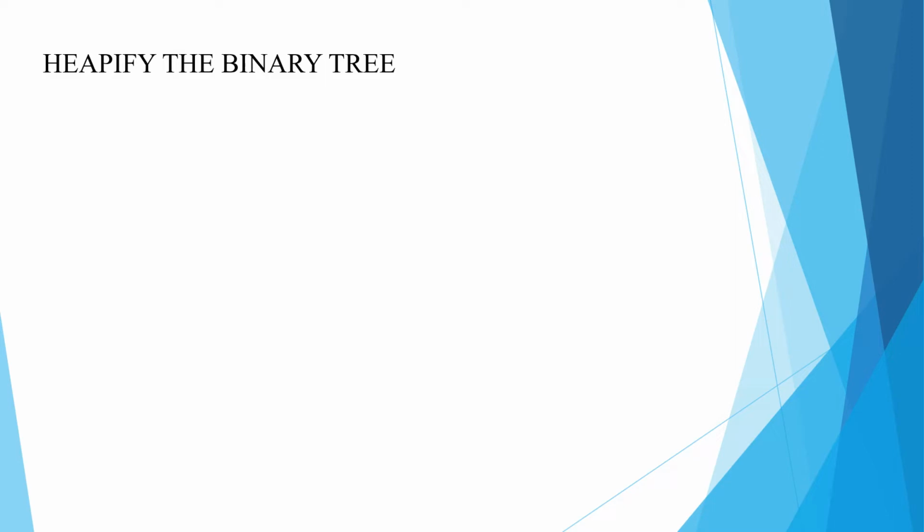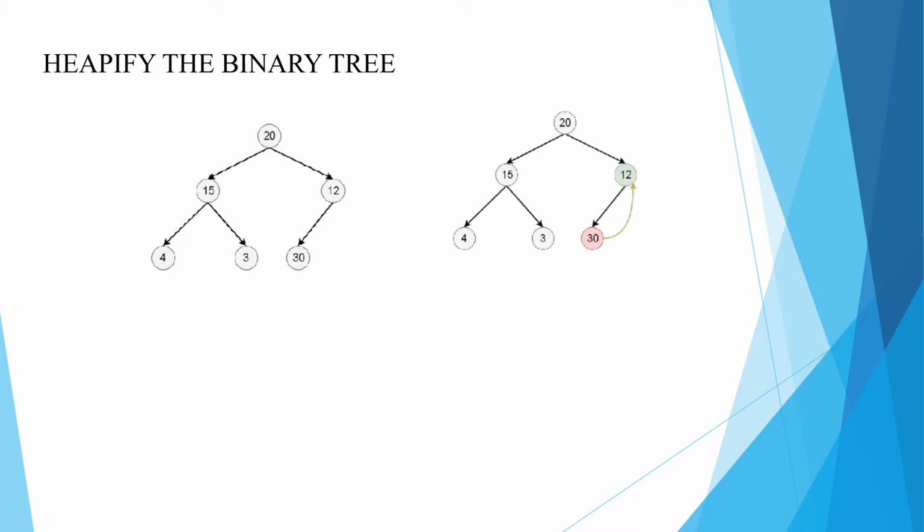So after inserting 30, we have to heapify the binary tree. At first, we have to compare the inserted value, that is 30, with its parent value 12. Here 30 is greater than 12, so it violates the max heap property. So we have to interchange 30 and 12.